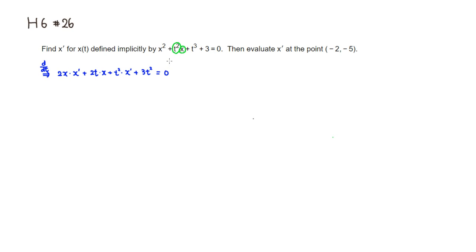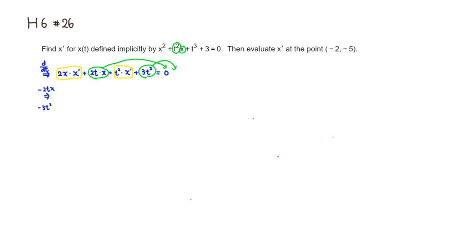So we want to find x prime. What we're going to do is keep all the terms that have x prime in them, this guy and the third guy, and send everyone else over to the other side, and the 3t squared too. So to move 2tx, I'm going to subtract the 2tx, and also subtract the 3t squared. So what's left is here.